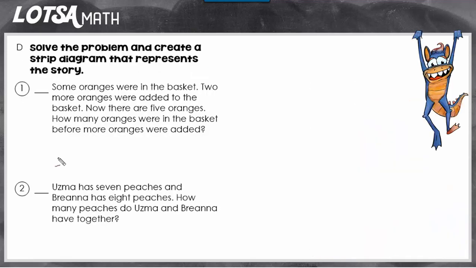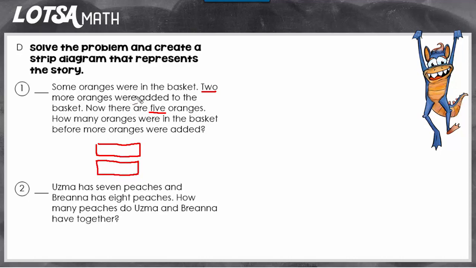So let's look at an example on how making a strip diagram can help you solve a problem. In this question, it says some oranges were in a basket. 2 more oranges were added to the basket. Now there are 5 oranges in a basket. How many oranges were in the basket before more oranges were added? We're going to create a strip diagram so that we can show the parts in relationship to the whole.